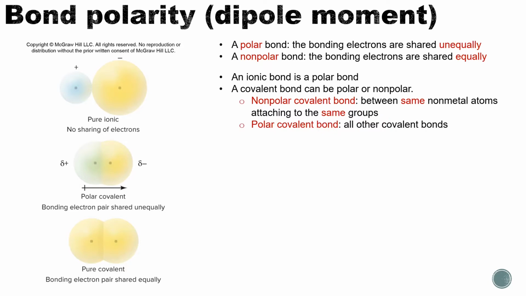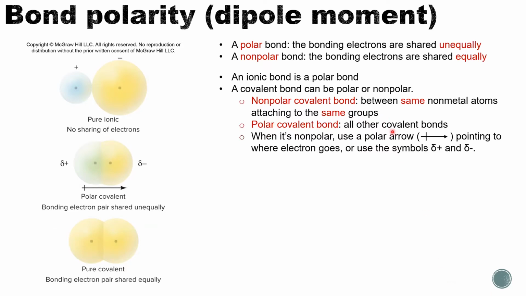When a covalent bond is polar, we can use a polar arrow. It's an arrow with a bar on the tail pointing to where the electron goes. With this polar arrow, where it points to is which atom gets more electron than the other. Also, we can use the symbols delta plus and delta minus to indicate the distribution of electrons. The delta minus indicates where the electron goes to, and delta plus means where the electron goes from.